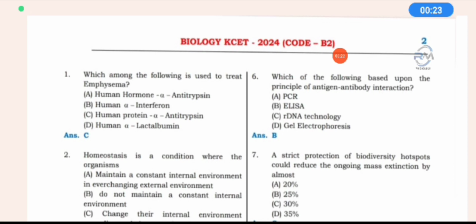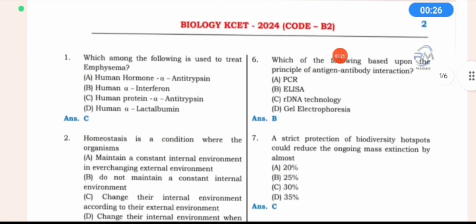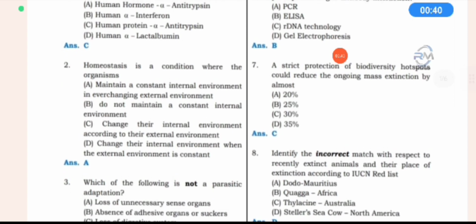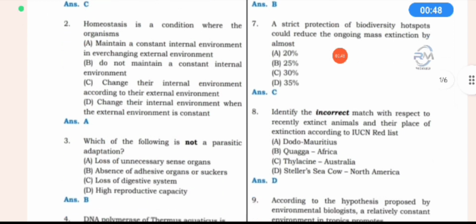First question: which among the following is used to treat emphysema? The answer is C, human protein alpha antitrypsin. Homeostasis is a condition where the organism maintains a constant internal environment in an ever-changing external environment. Option A is correct.